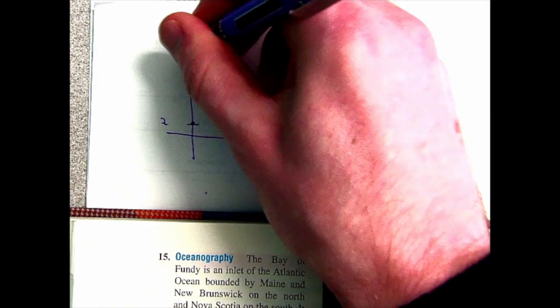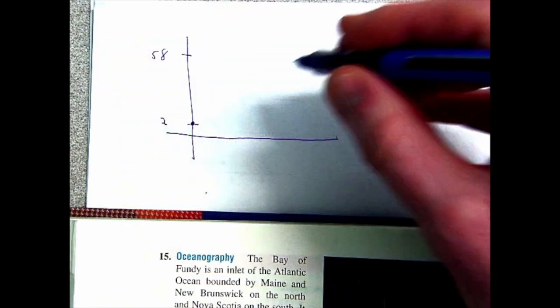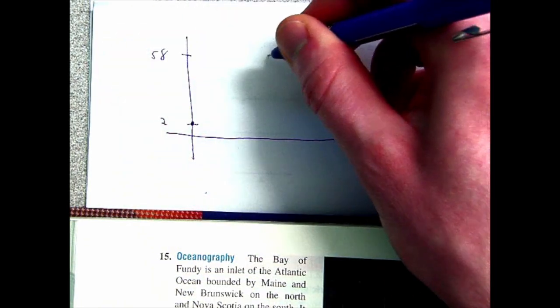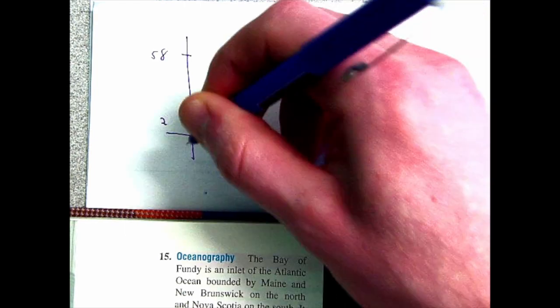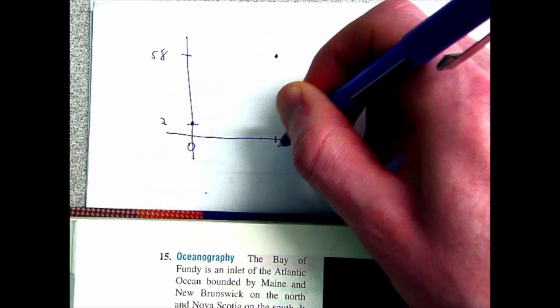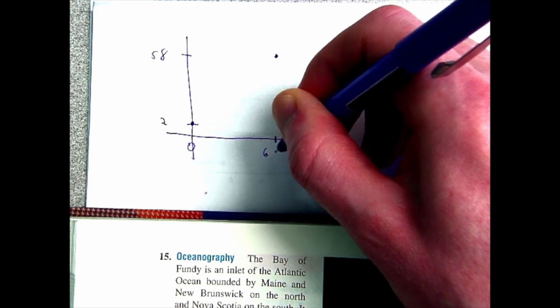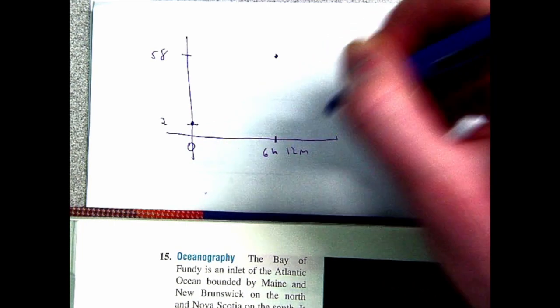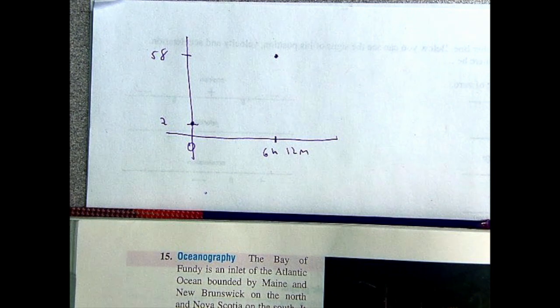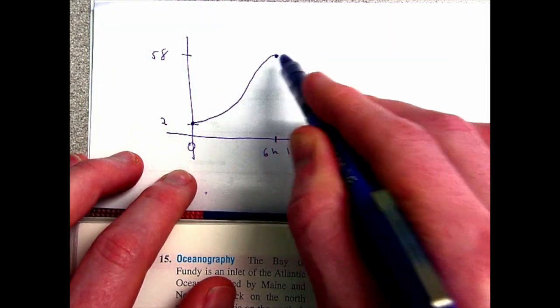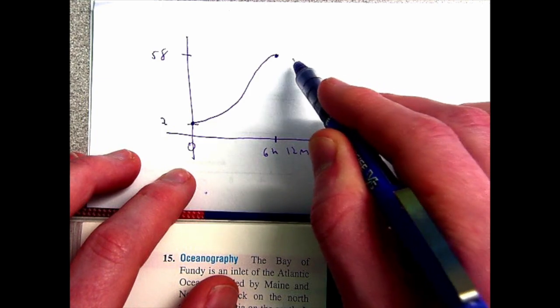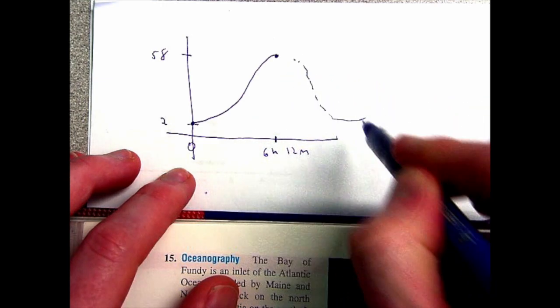So maybe 58 is up here, and we'll just say that, this distance here, I guess if this is 0, then this must be 6 hours and 12 minutes later, okay? And I suppose the graph looks like this, and then you can sort of imagine that it keeps going forward and so on.